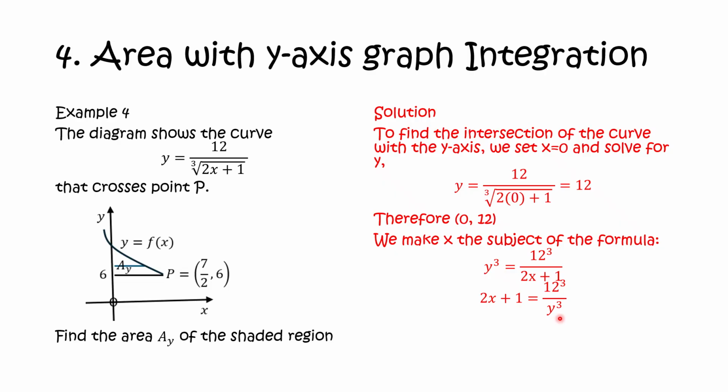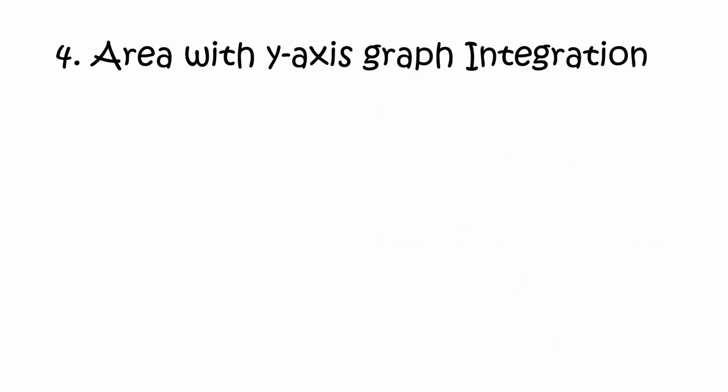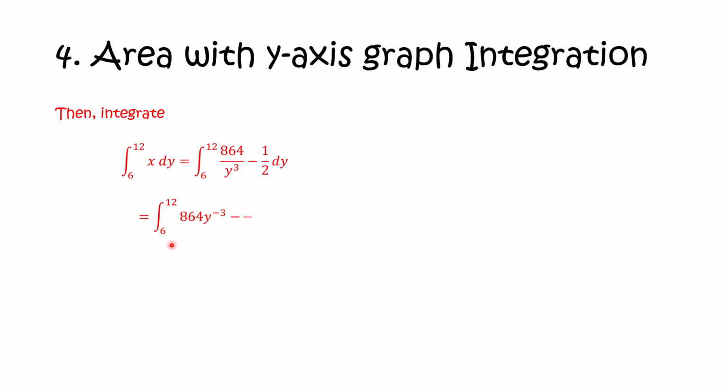If we interchange the y cubed with 2x plus 1, we would have that. Then we move the 1 to the other side and divide by 2 so that we get x to be 864 divided by y cubed minus a half. Great. The next thing then is to integrate. So we are integrating from 6 to 12 of x dy, and we know what our x was. We substitute for x, then we integrate with respect to y.